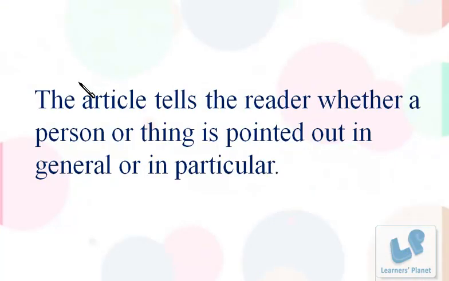Now let us first discuss what articles are. The article tells the reader whether a person or a thing is pointed out in general or in particular. This means that when the speaker is speaking, the listener has to figure out whether the thing is in general or in particular, whether the speaker is talking about any random thing or is just talking about a thing which is being pointed out. Okay?